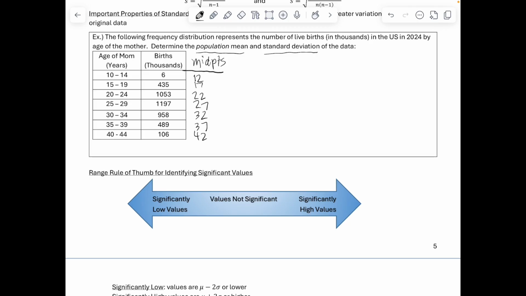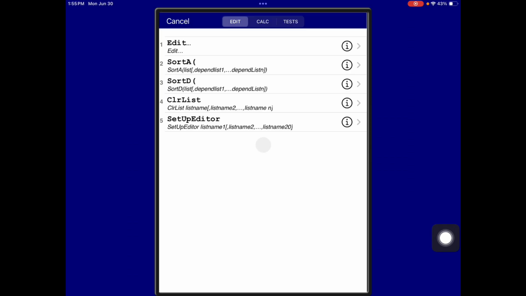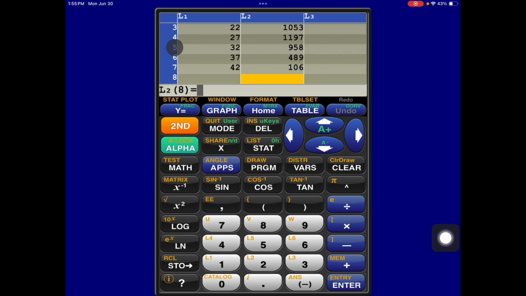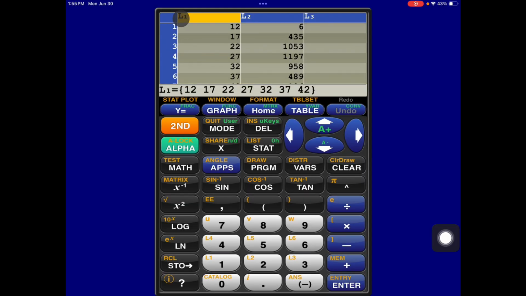So in order to do the calculations, we had the steps earlier in the notes, but we do need to put our numbers in. Our midpoints are going to go into L1, and our frequencies go into L2. And so we need to use our graphing calculator and input these values in. On your graphing calculator, you need to go to Stat, Edit, and enter in your values into L1 and L2. L1 needs to be your midpoints, and L2 needs to be the births that are listed in thousands. Again, double checking your numbers.